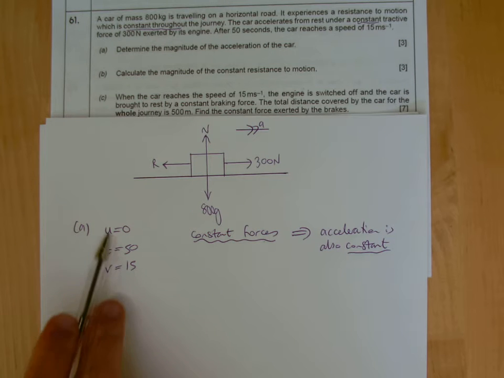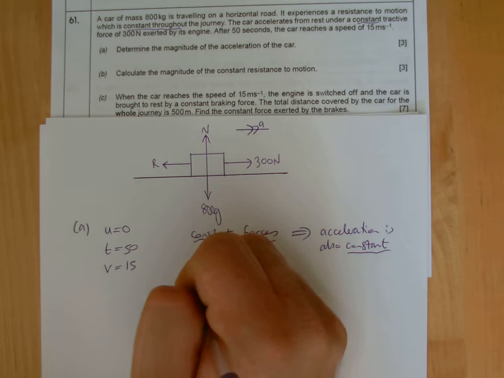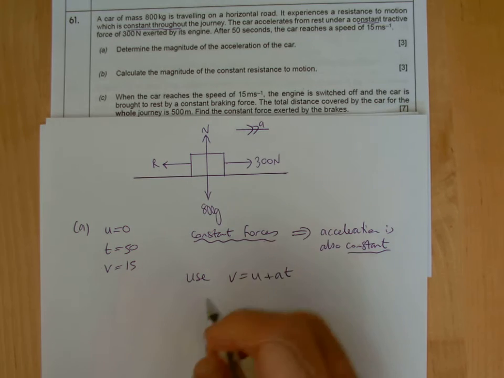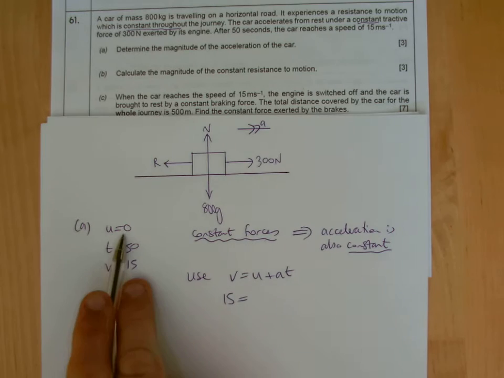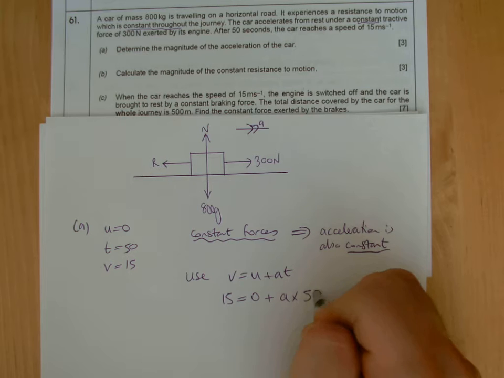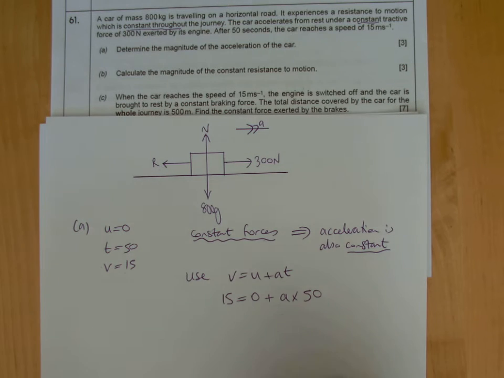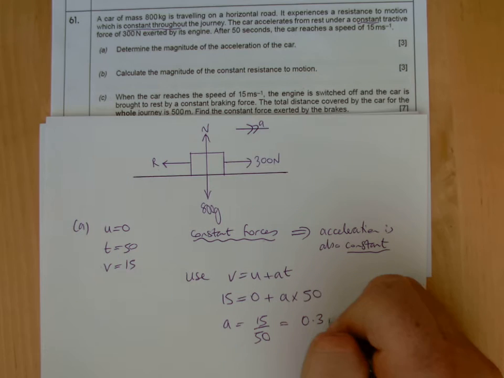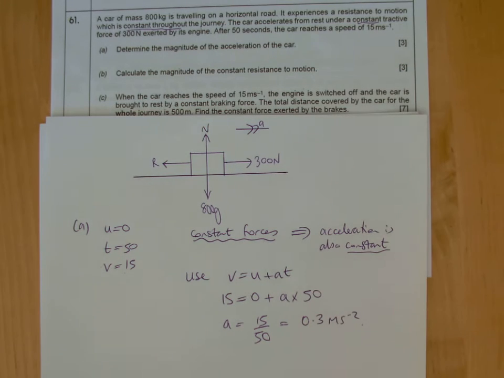So to get a here, if I've got u, t, and v, I can use v equals u plus at and sub it in. So final velocity is 15, initial velocity is 0, acceleration is what we want to work out, and time is 50. To get the acceleration, all I've got to do is take that 50 over and divide. So 15 divided by 50 will be 0.3, and that will be meters per second squared.